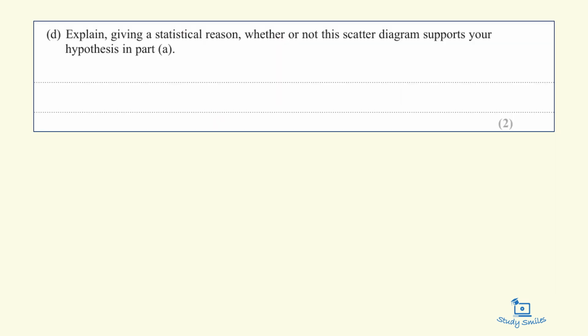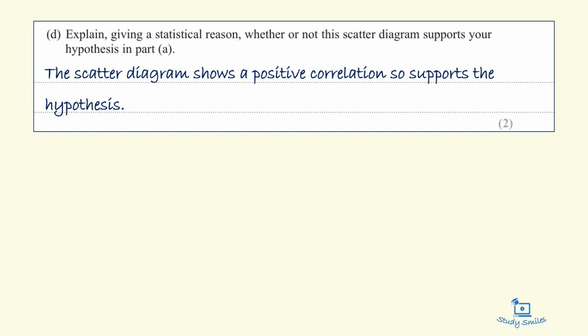So we can answer that the scatter diagram shows a positive correlation, so supports the hypothesis. Note here that the question specifically says to give a statistical reason. So here we need to use the term positive correlation, not just to explain what was happening, but actually use this statistical language.